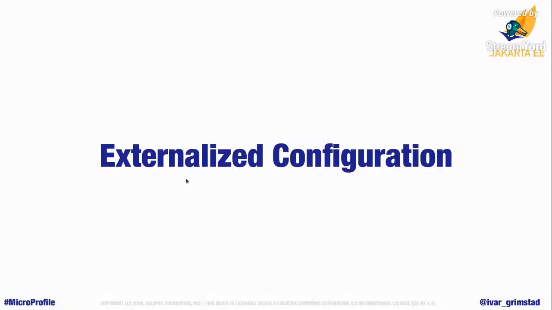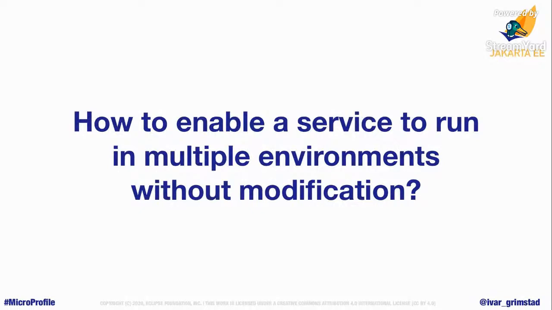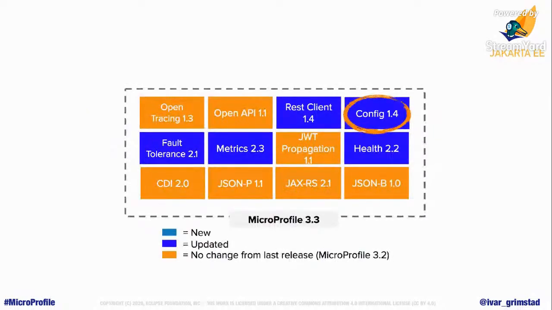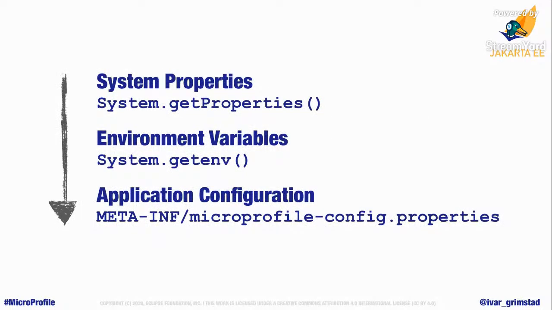The next thing I'm going to show is externalized configuration. Externalized configuration is how to enable a service to run in multiple environments without modification. And the MicroProfile Config specification, which is one of the oldest ones in MicroProfile, it was part of MicroProfile 1.0, is the externalized configuration. And this works in that you have 3 levels of defaults there.